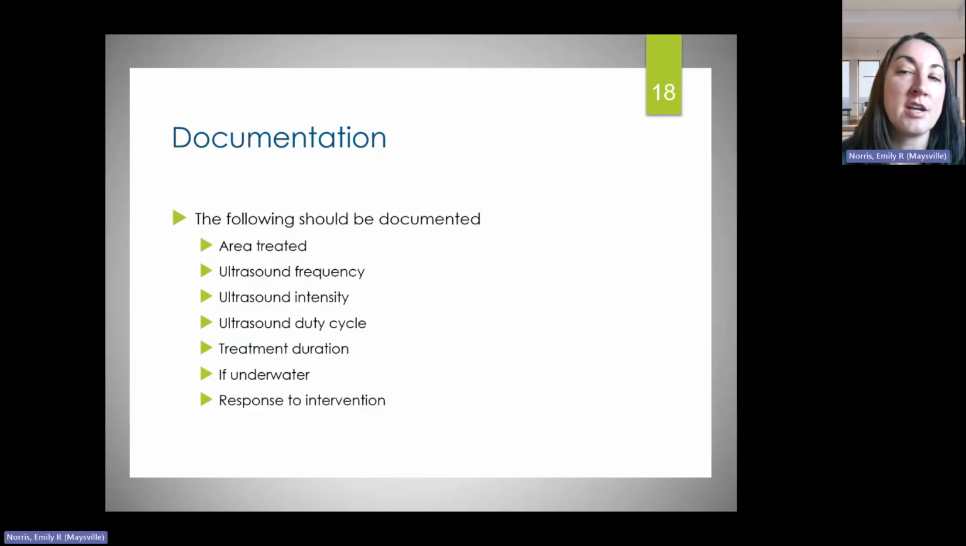Documentation, just like all the other modalities, you want to document the area treated, the treatment time, the position of the patient, and then specifically with ultrasound, the frequency, intensity, and duty cycle, and what medium you use. Now, if you pretty much use gel every time, and so does everybody else in the treatment, you don't have to document that every time. I would just document if you change it, like if one time you use water instead.